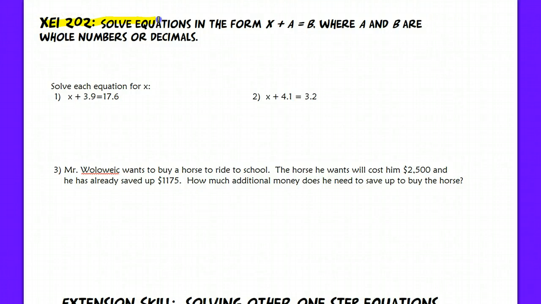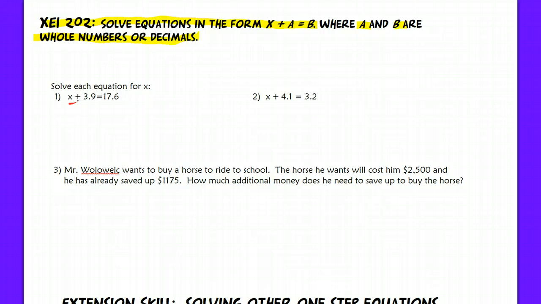We are going to be solving equations in the form x plus a equals b, where a and b are whole numbers or they could be decimals as well. So in the first two examples, I have an equation in this form, x plus a equals b. You'll notice that a and b here are just two decimals. So we could also see whole numbers here as well. So we're going to try to solve for x. We're going to get x by itself.